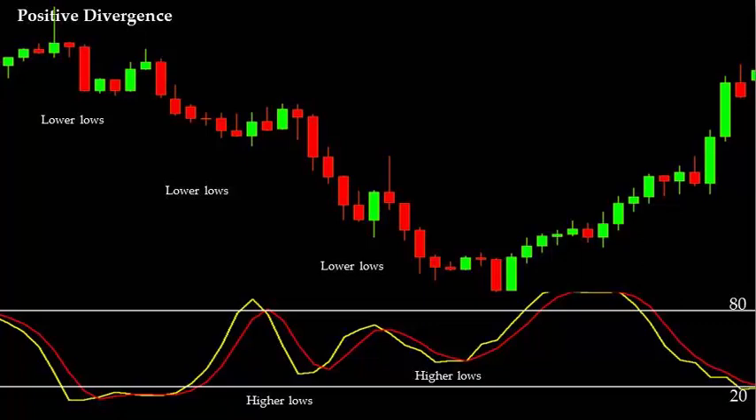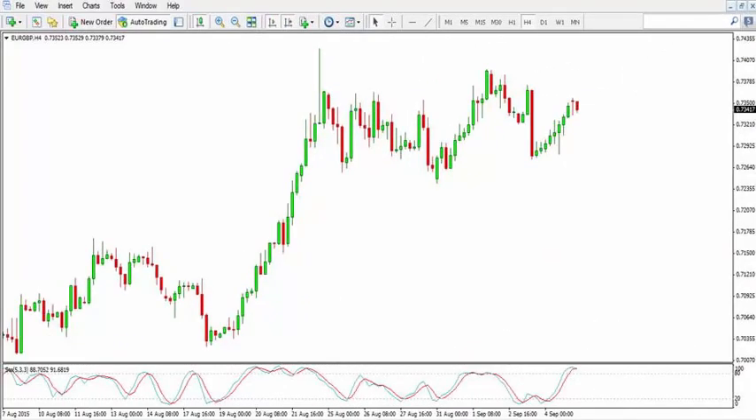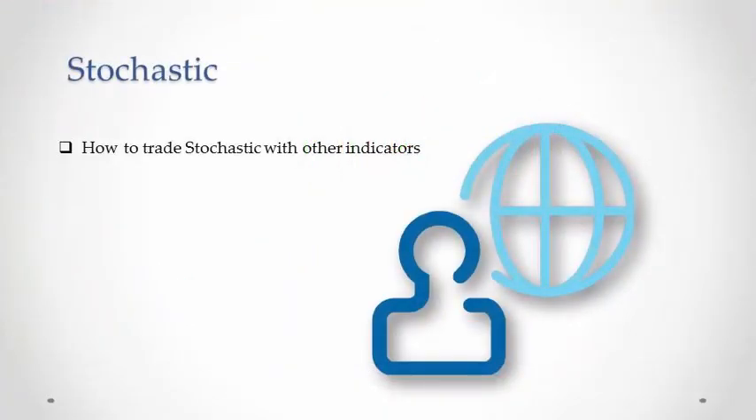Stochastic can be used with any currency pair and on any time frame, and it can provide good entry and exit signals in a trending market. However, I recommend using stochastic in combination with other indicators for better results. In the last session, where we will design our trading checklist, I will show you how to trade stochastic in combination with other indicators and filters.